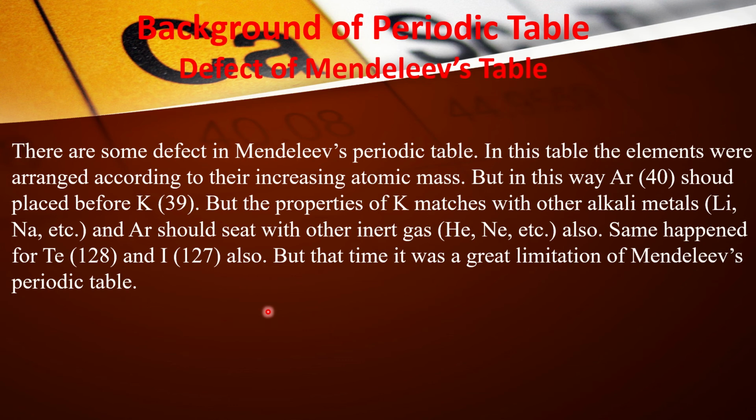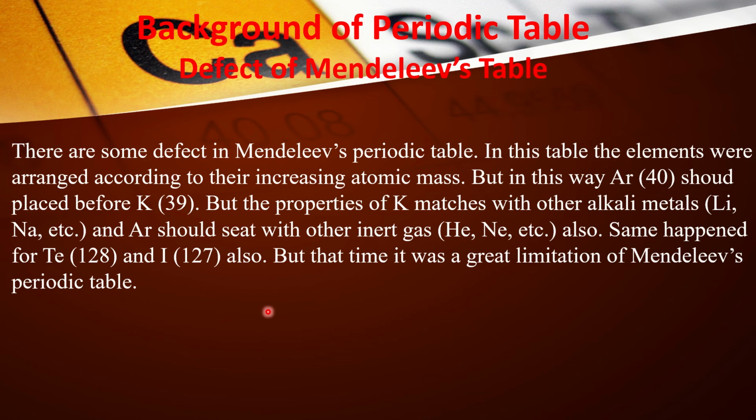But the properties of potassium match with other alkali metals, lithium, sodium, etc., and argon should sit with other inert gases. But if argon were placed after potassium, then potassium would come with other inert gases, helium, neon, and argon would go to the alkali metals. The first group elements, lithium, sodium, are called alkali metals. We will learn about this in detail later.